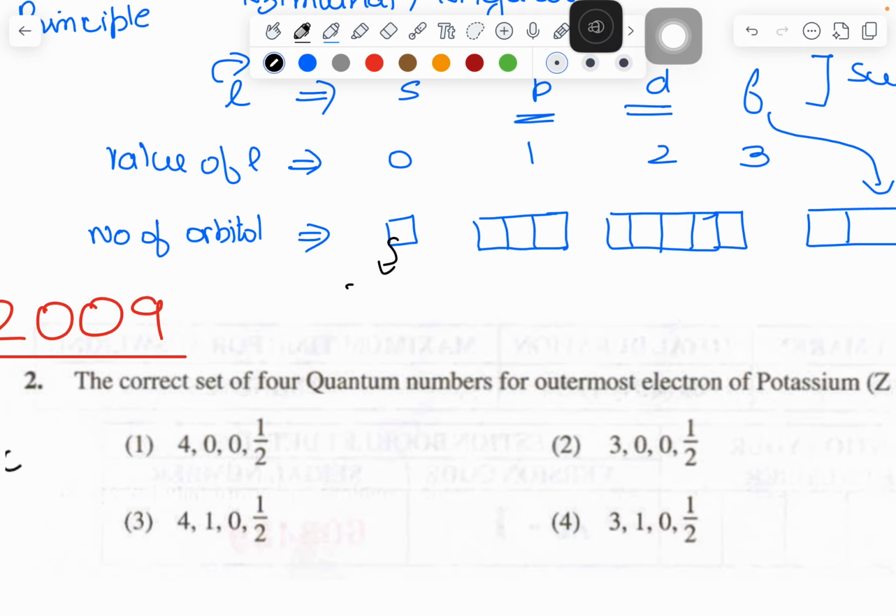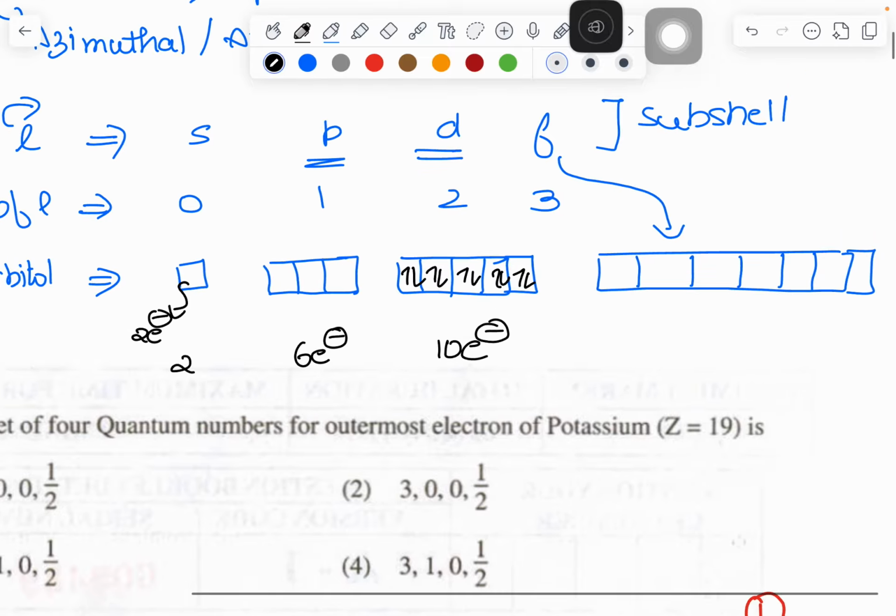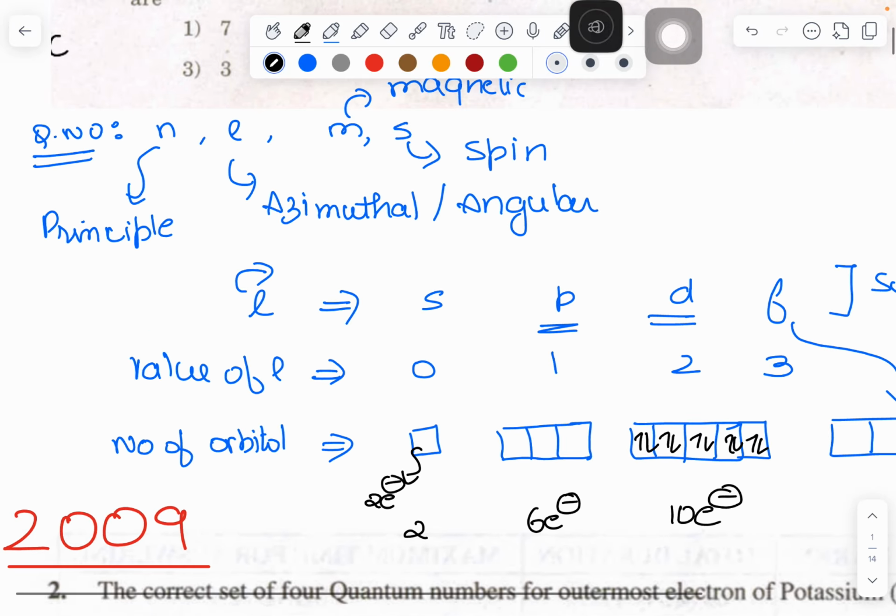Each orbital can accommodate 2 electrons. So S subshell has how many electrons? 2. P subshell can accommodate a maximum of 6 electrons. D can accommodate 1, 2, 3, 4, 5, 6, 7, 8, 9, 10. So D can accommodate 10 electrons. Similarly, F subshell can accommodate 14 electrons. So this is a general introduction, a basic trick for solving these questions.